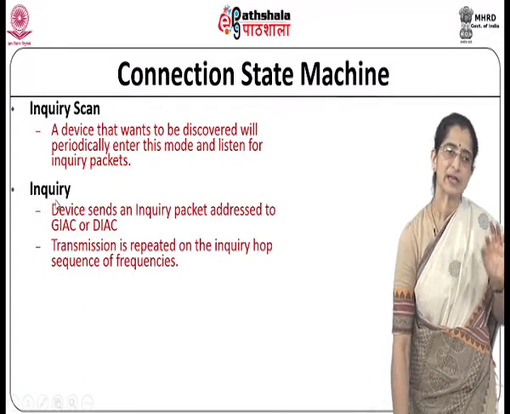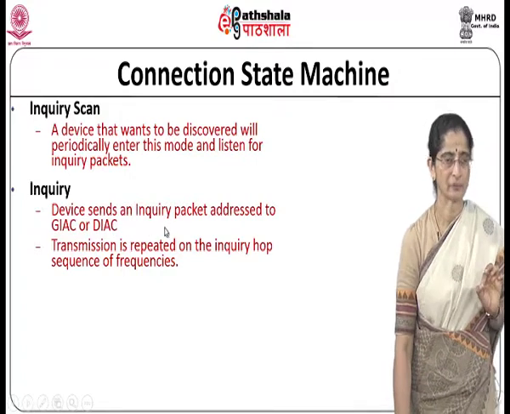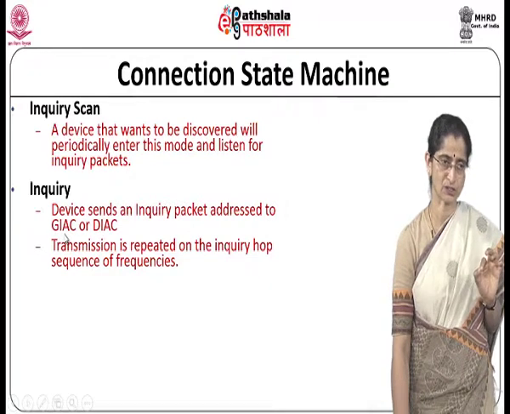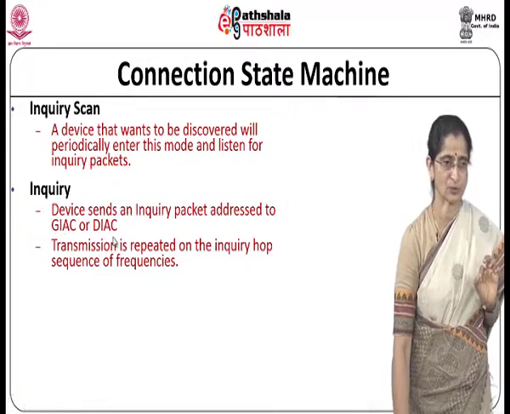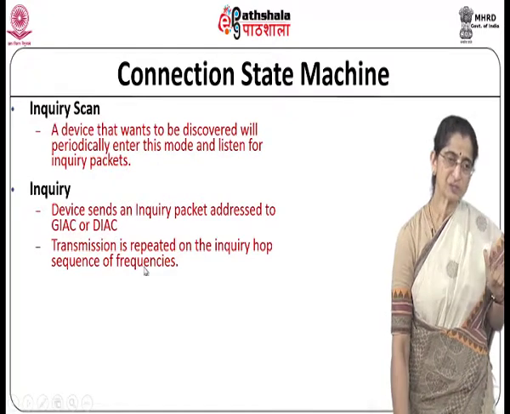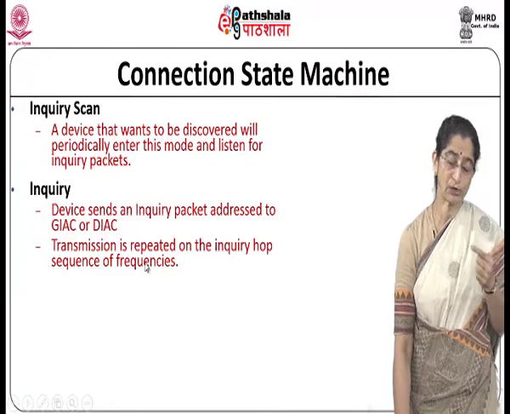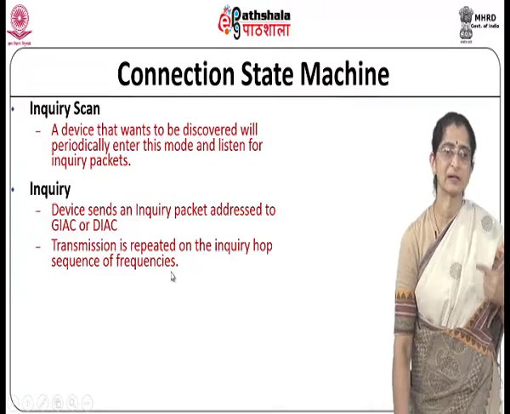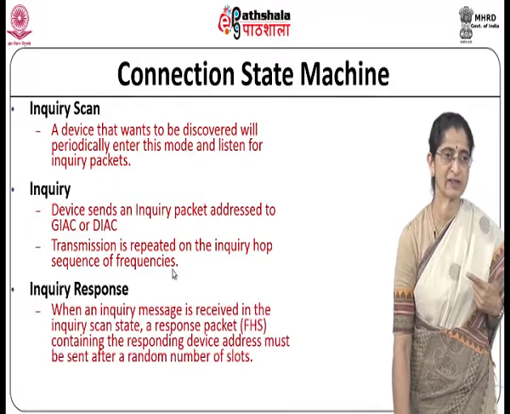The inquiry state is a state where the device will send an inquiry packet. This inquiry packet will be addressed either to the general access code, or to a dedicated IAC, the inquiry access code. This transmission will be repeated on the inquiry hop sequence of frequencies, which means it is not sent just once, it will actually be sent on a sequence of frequencies. That's a very interesting part of this.